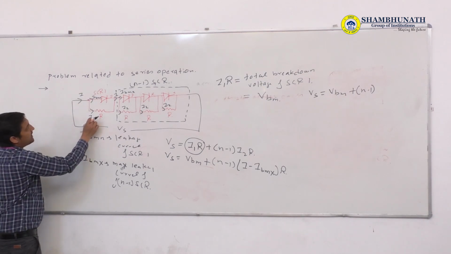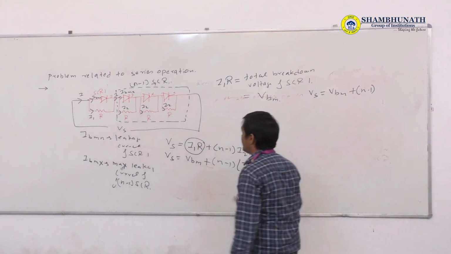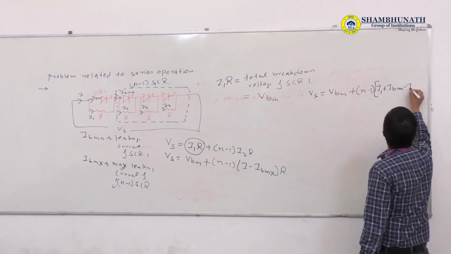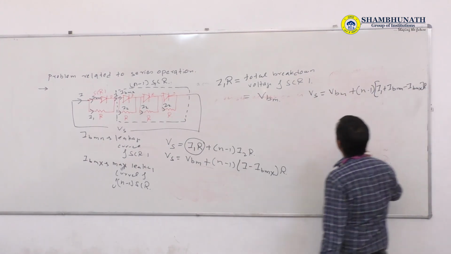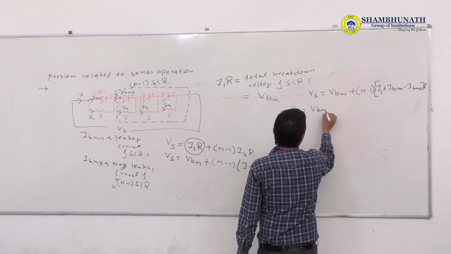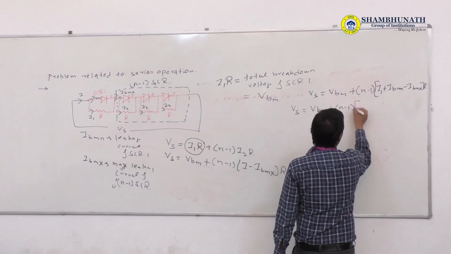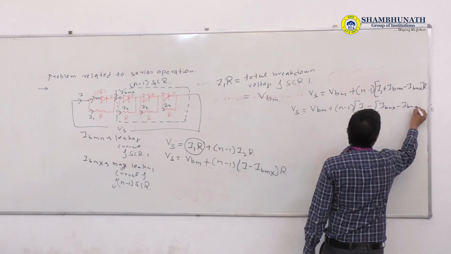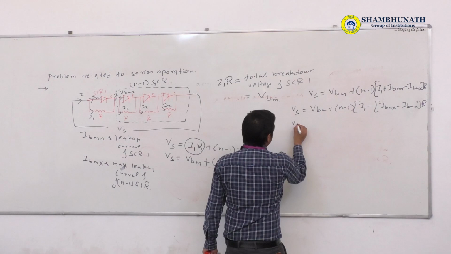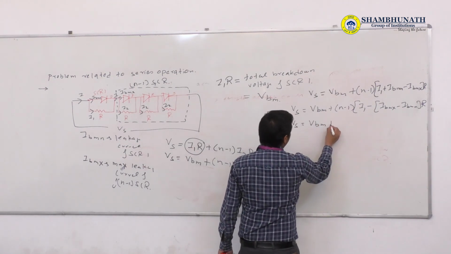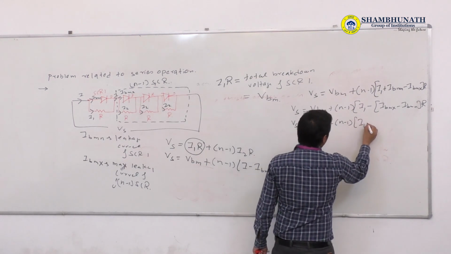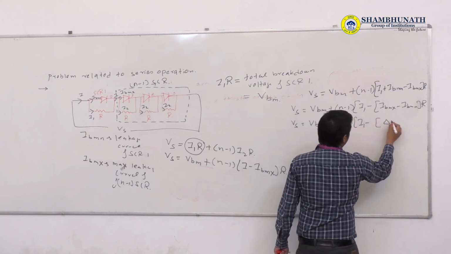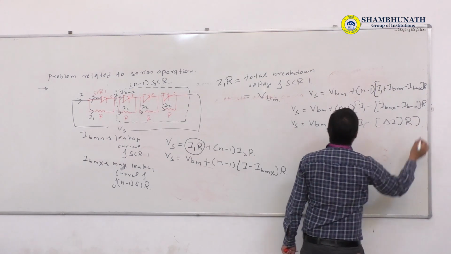Therefore, I is equal to I1 plus IBN. This I can be written as I1 plus IBN minus IBMX into R, which can be further written as VBM plus (N minus 1) I1 minus IBMX minus IBN into R. This is the maximum leakage current and this is the minimum leakage current. So we can write it as del I into R.